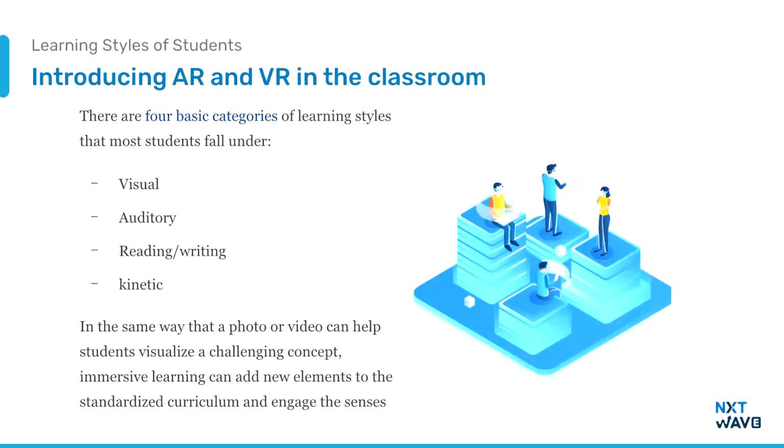Coming to the styles of learning of students, there are basically four categories: visual, auditory, reading and writing, and kinetic. Visual learners learn by seeing pictures, and auditory learners learn by listening. Reading or writing learners learn by reading or writing, and kinetic learning means students learn by carrying out physical activities rather than listening to a lecture or watching demonstrations. In the same way, a photo or video can help students visualize a challenging concept and understand it easily. Here comes the concept of AR and VR.